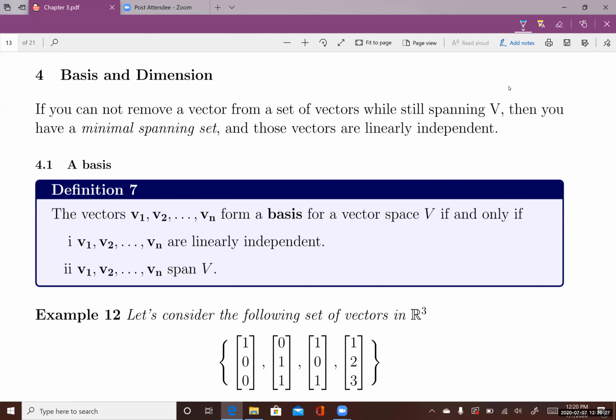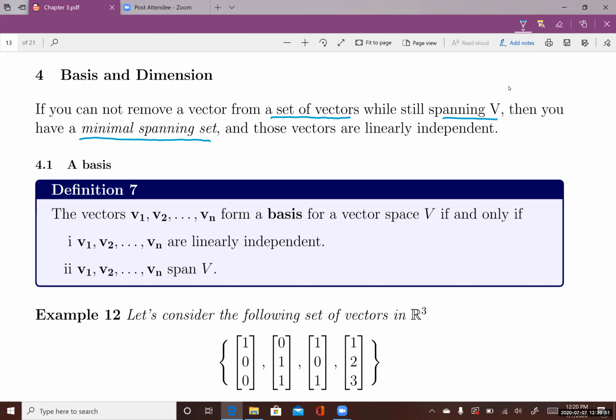This lecture talks about basis and dimension of a matrix. So let's talk about a set of vectors that spans a vector space V. And then if you cannot remove a vector from a set of vectors that is a spanning set for a vector space V, then you have a minimal spanning set.